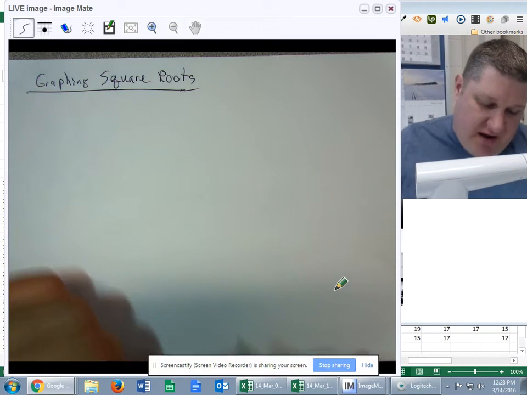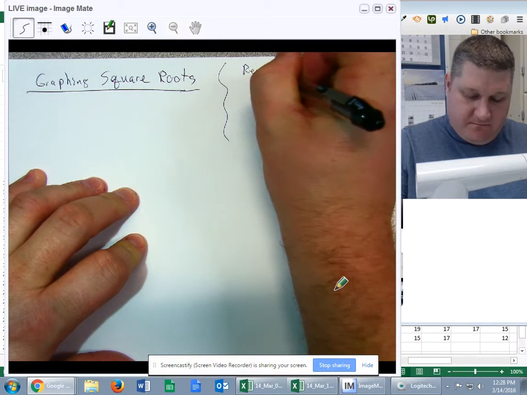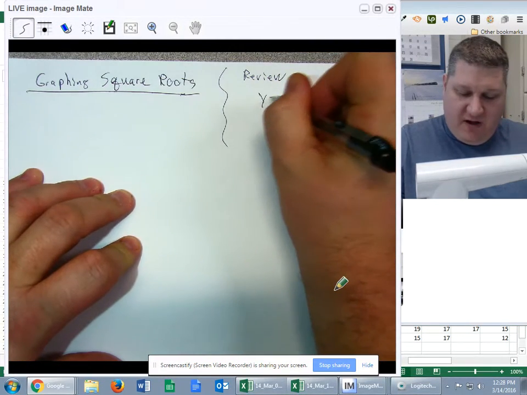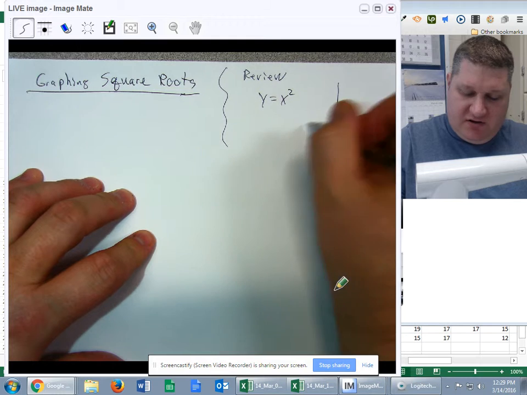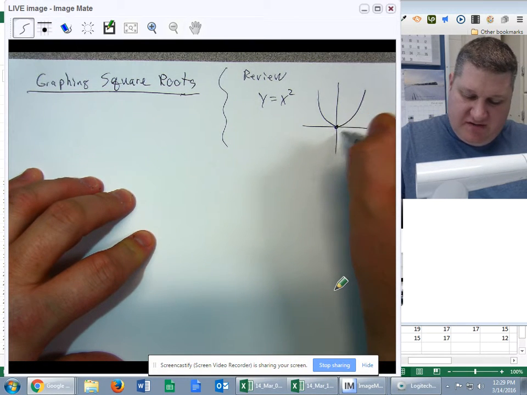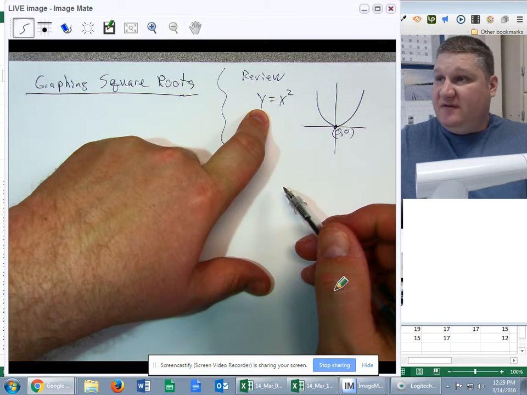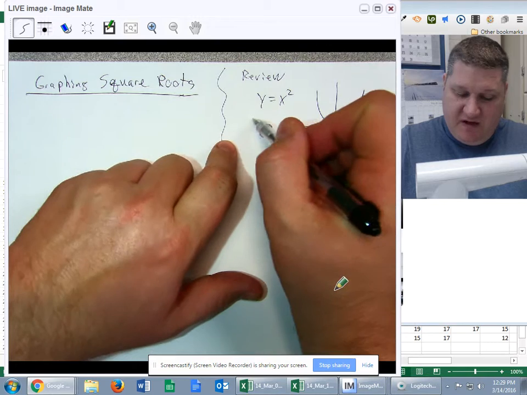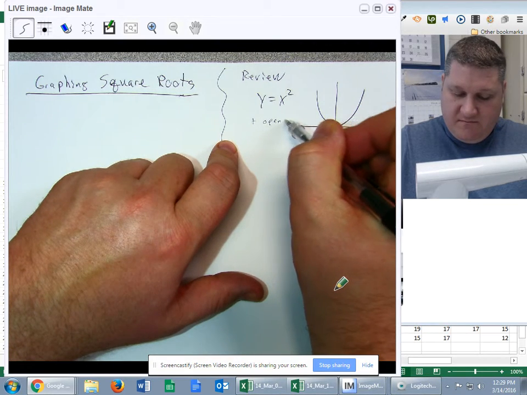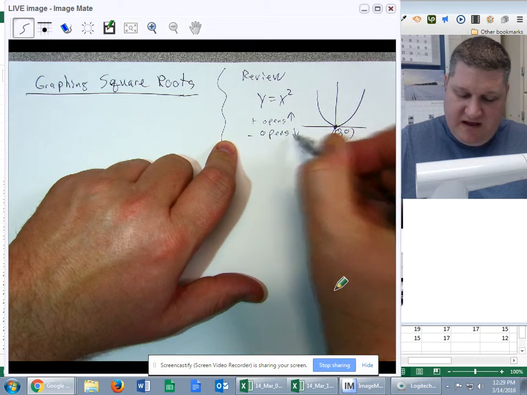In this case, we're going to graph square roots, but before we graph square roots, let's review. If I have y equals x squared, it looks like this, with a vertex at 0, 0. And if it's plus, it opens up. If it's minus, it opens down.